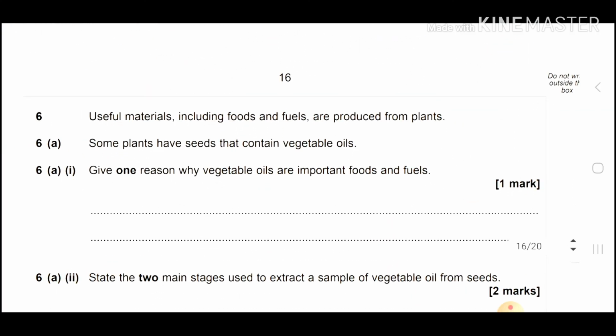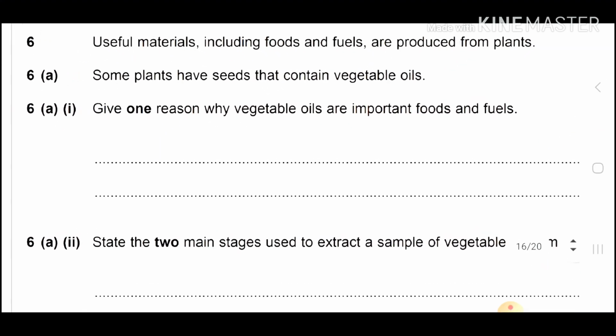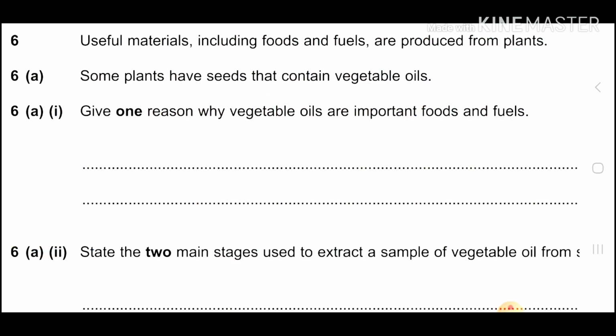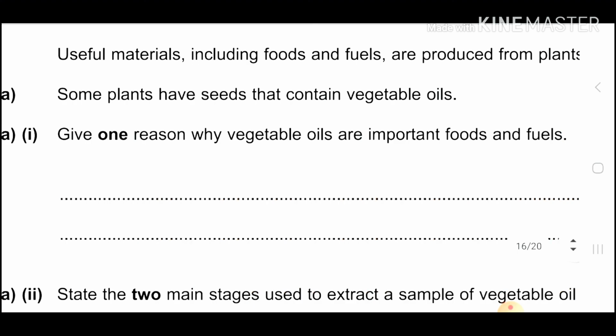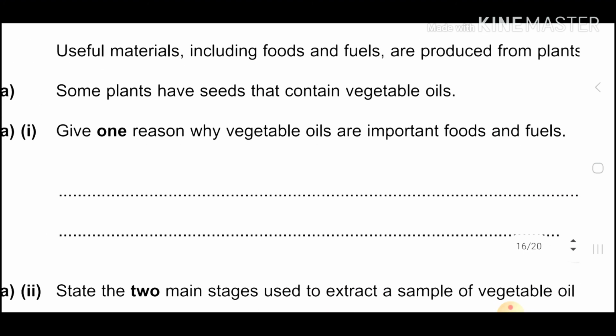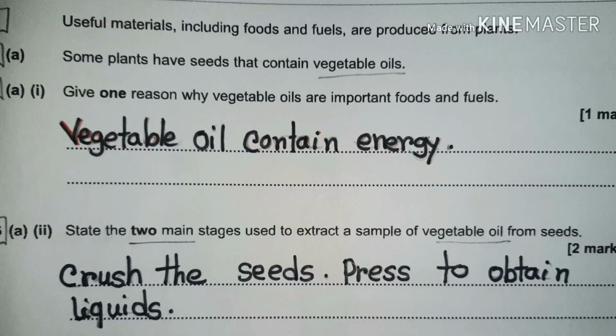Oh my god, okay. So question number 6. Useful materials including foods and fuels are produced from plants. Some plants have seeds that contain vegetable oils. Give one reason why vegetable oils are important foods and fuels. So you just write here the reason. Vegetable oil contains energy. That is the easy one.